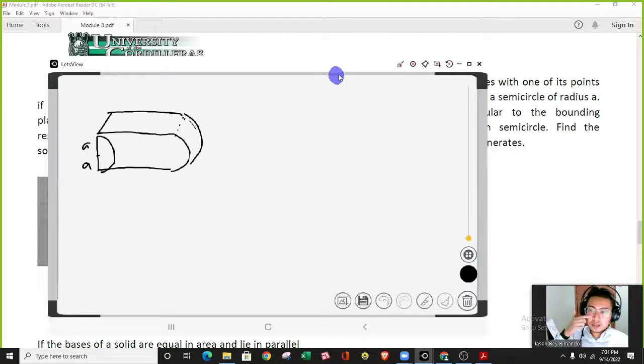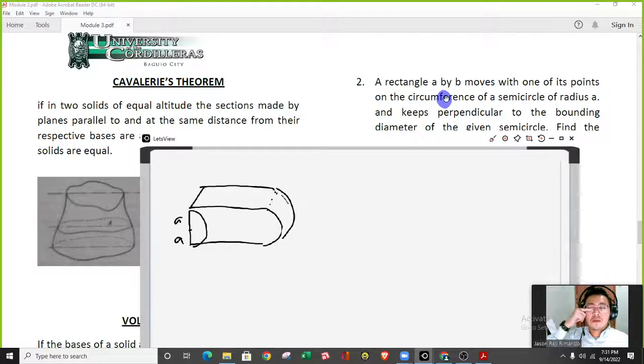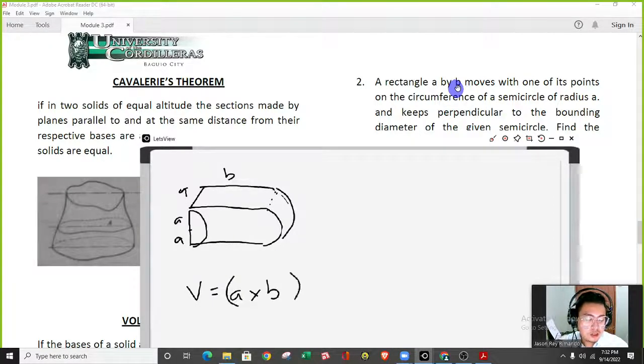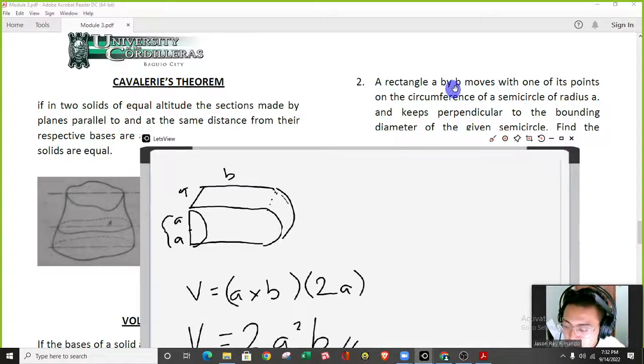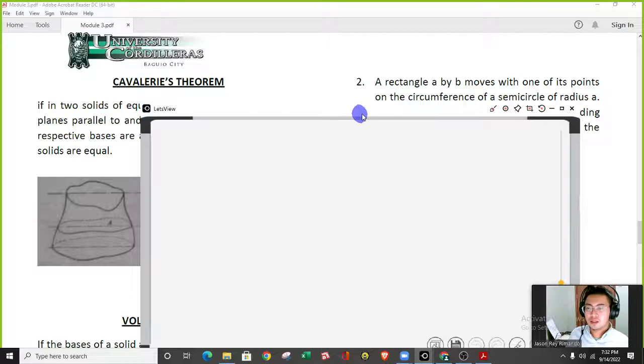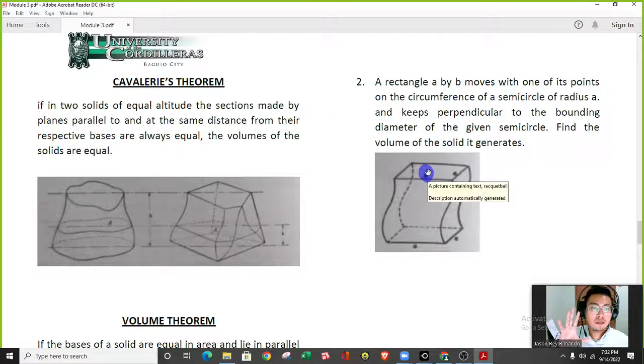Okay? Then, ano pa given? A by B. Okay? Dito is A by B. Okay? So, what is your volume? Okay? A times B, which is your area multiplied by the height. Ano yung height natin? 2A. Okay? Therefore, you have 2A squared B. Okay? So, ganun lang. So, say, kahit magbago yung shape niya, same pa rin yung gagawin nating pag-solve for the volume.